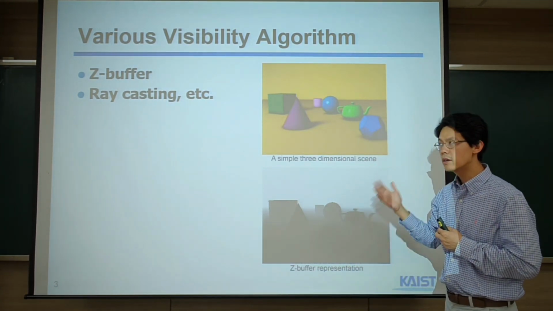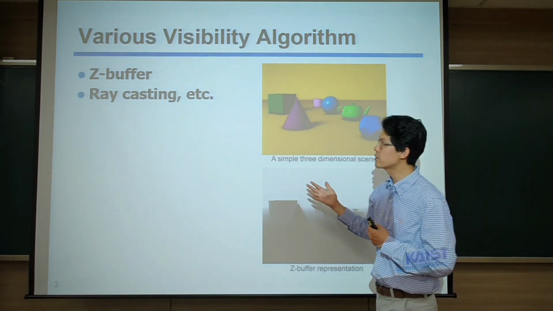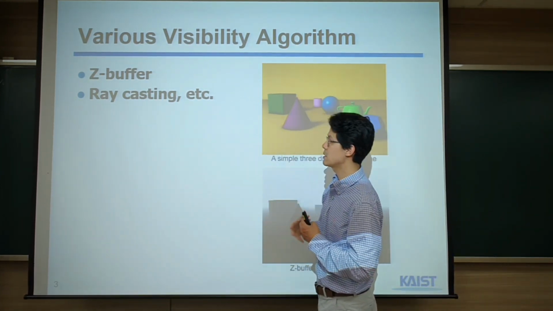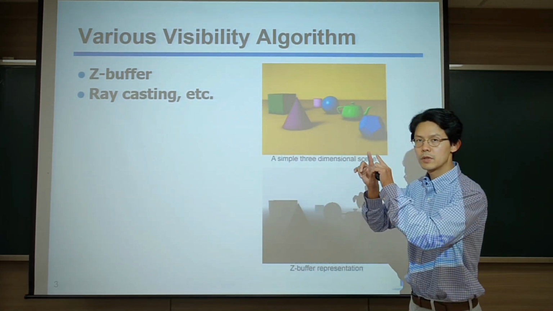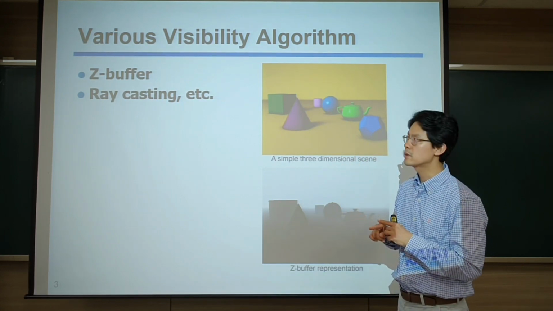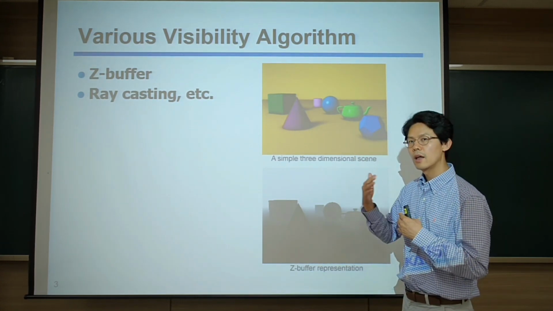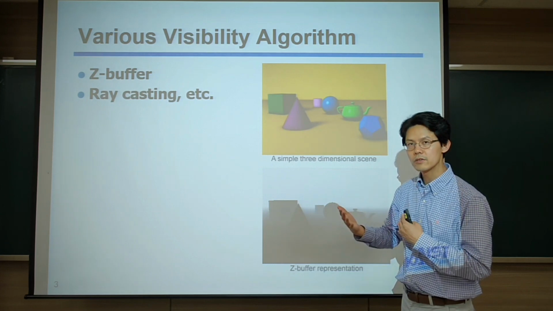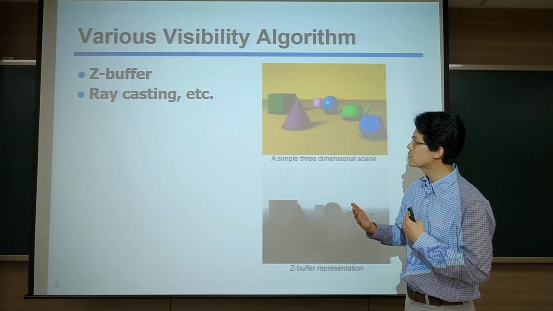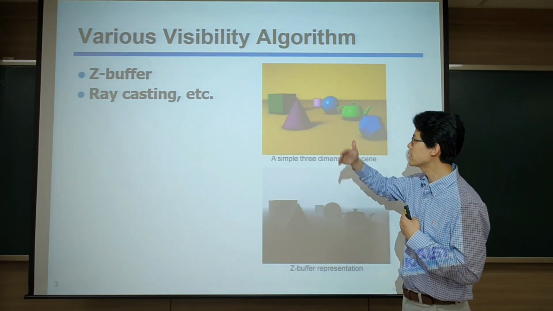In the case of rasterization, we use Z buffering, right? Z buffering is nothing but a 2D map containing the depth value, and by comparing these depth values, we can very easily know which one is behind and which one is closer to us.